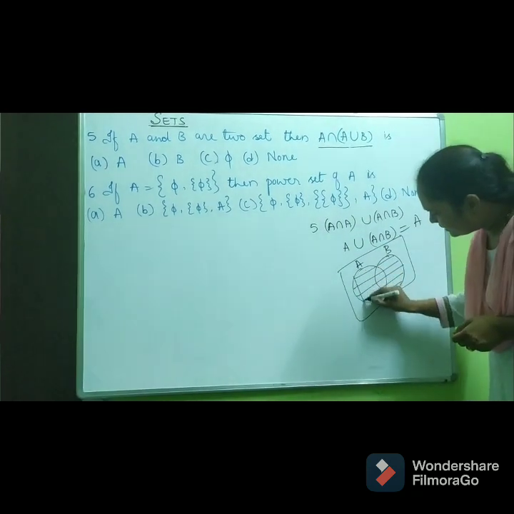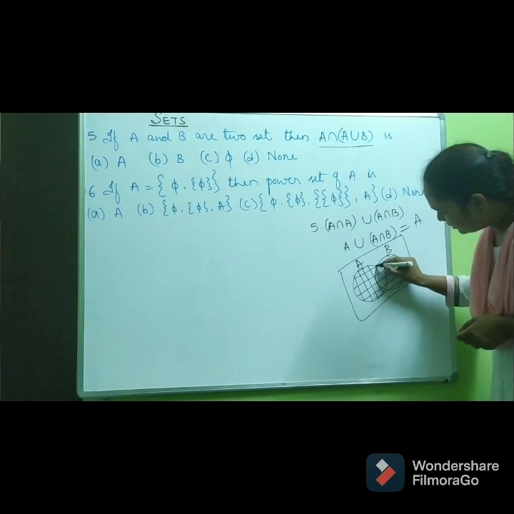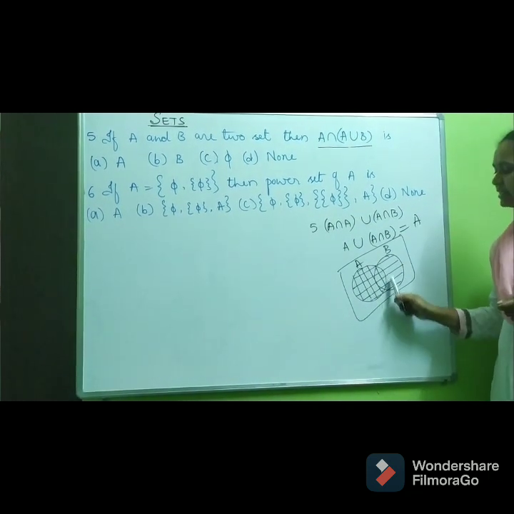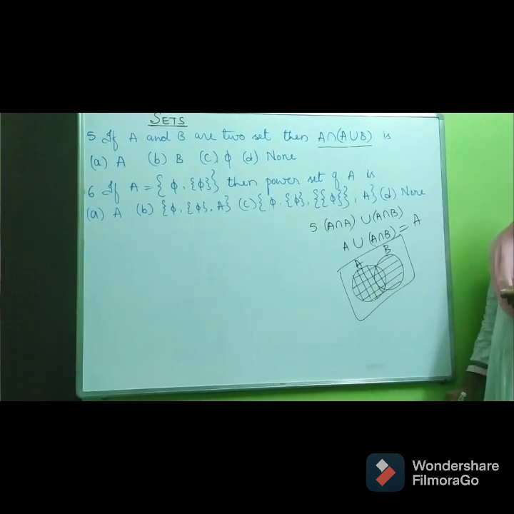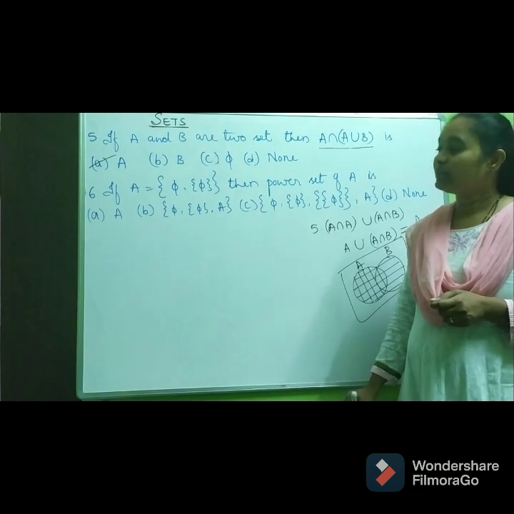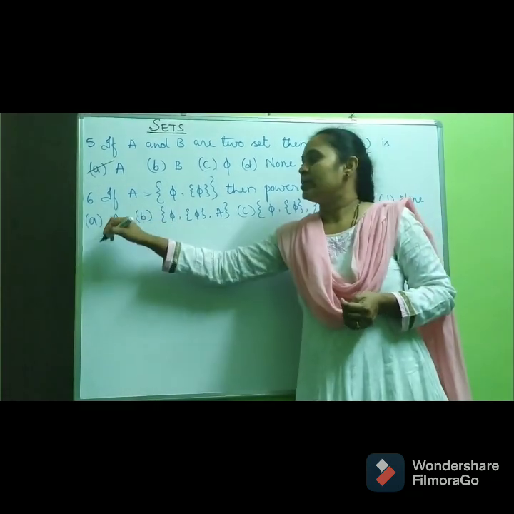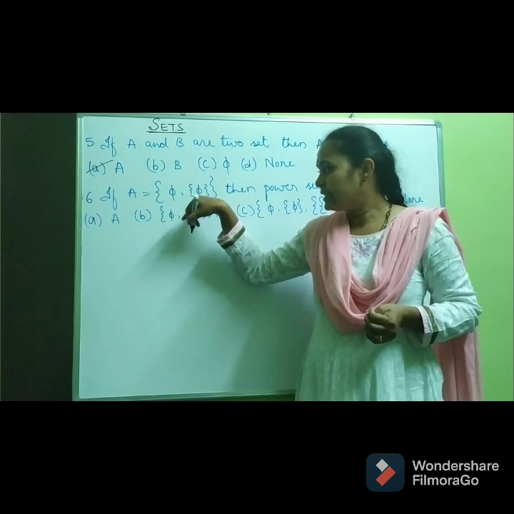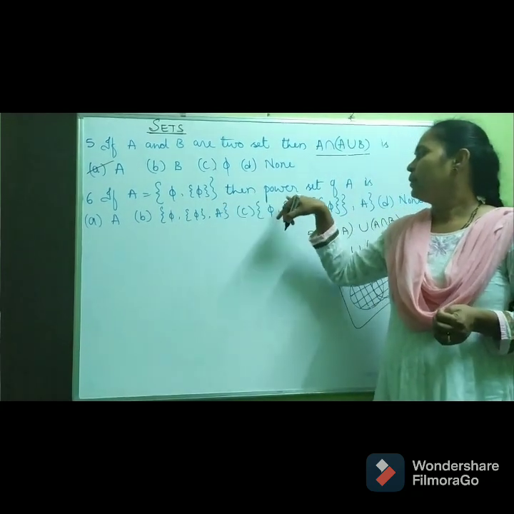Where is A? This is A. Okay, so this is our answer. What is our answer? This one. A is our answer. So, your correct option is option 1, option A.